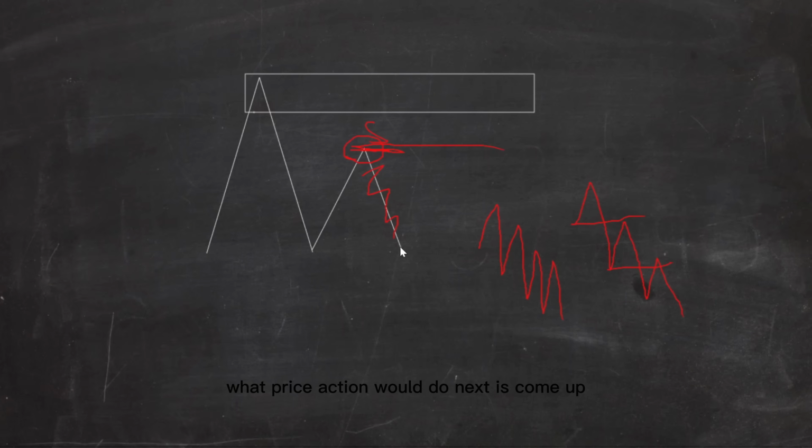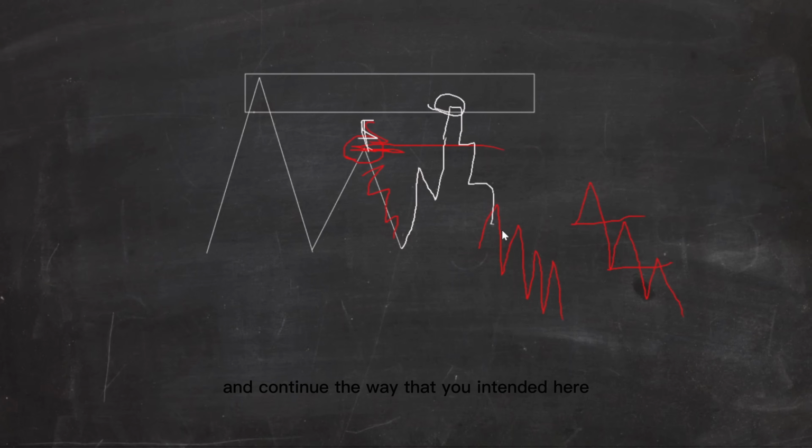What price action would do next is come up, take the stop losses that are here, go to the initial point of interest, react from it, and continue the way that you intended here. So an inducement is basically a fake out to entice traders into taking a trade before their initial trade.